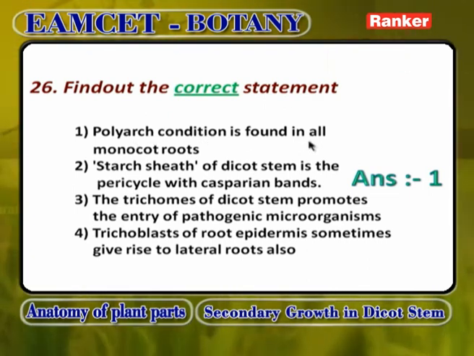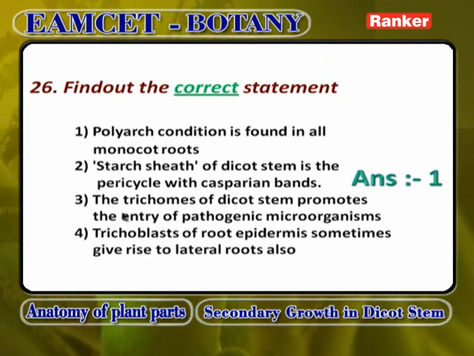Polyarch condition is found in all monocots. Star sheath of dicot stem is pericycle with Casparian bands. The trichomes of dicot stem promote the entry of pathogenic microorganisms. Trichoblasts of root epidermis sometimes give rise to lateral roots also.